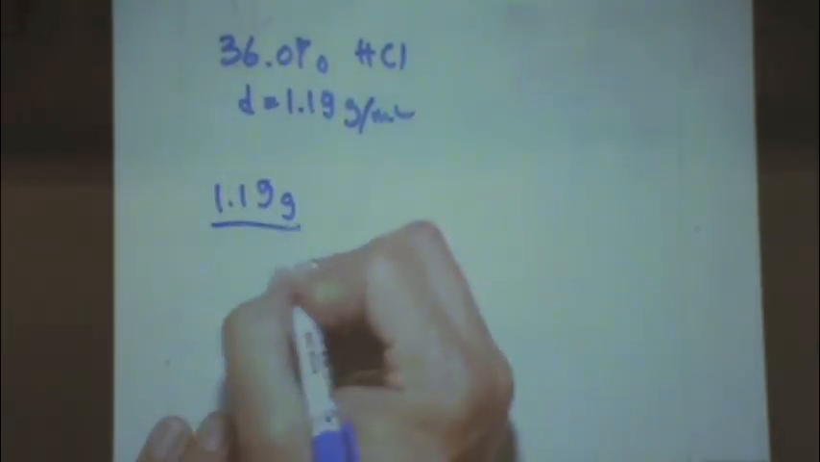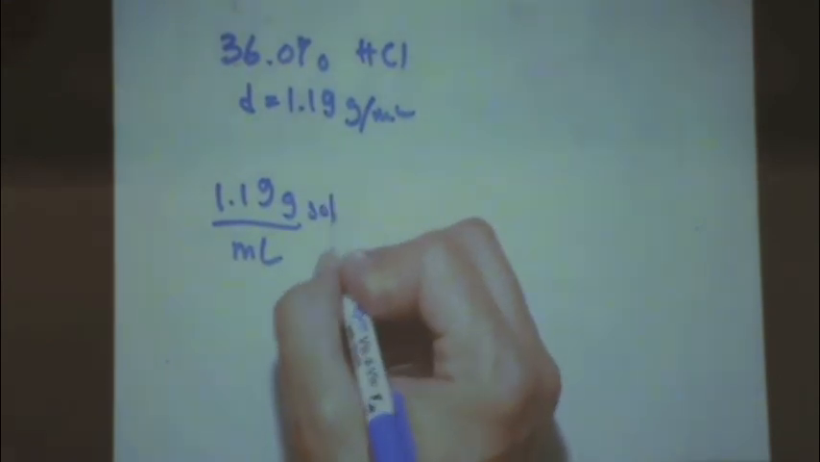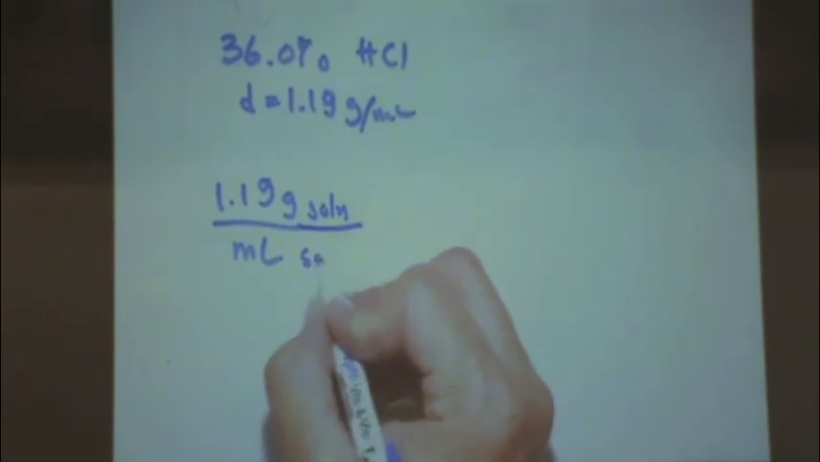So you got 1.19 grams per milliliter. Now this density here, whatever density is given, and it states, it doesn't totally state it here, but you should know when a density is given for a whole solution, it is literally the solution density. You're going to see why that's going to be important in just a second.